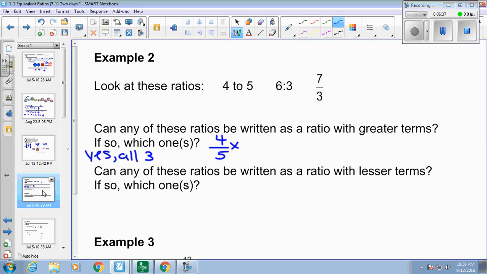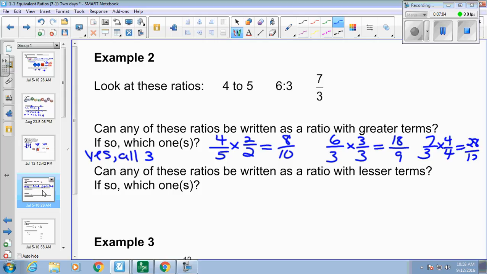If I want to multiply this by 2, I can go ahead and get 8/10. I could now say 6 to 3. Let's now change it and multiply by 3/3, which will give me 18/9. And that makes sense. This 6/3 is an improper fraction, so 18/9 will also remain an improper fraction. And then 7/3, let's change it up. This time I'll multiply by 4, so I'll get 28/12. All of these are equivalent fractions written in greater terms.